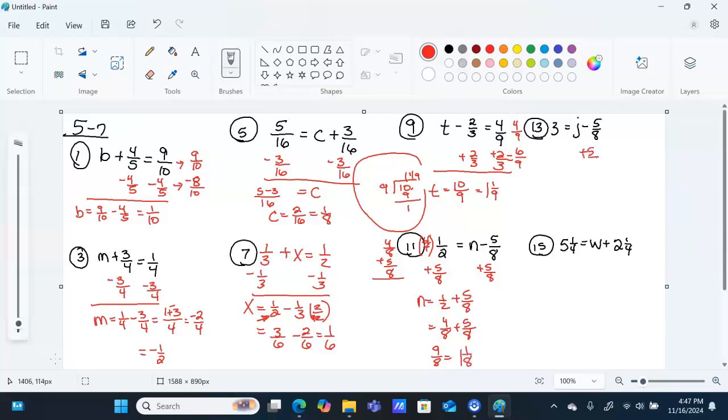Add 5/8 to both sides. And we're just going to get j equals 3 5/8, because the 3 is a whole number. So a whole number plus the fraction is just a mixed number.